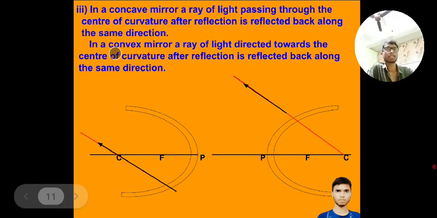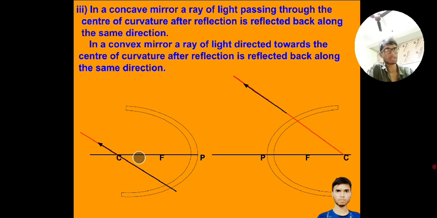In this we can realize one thing: in a concave mirror, a ray of light passing through the center of curvature, what will happen in this case? After reflection it is reflected back along the same direction. This will take a step back, it will turn back, and go in the same direction like that. It will happen when a light passes through the center of curvature.